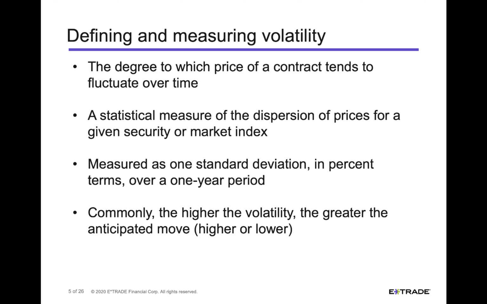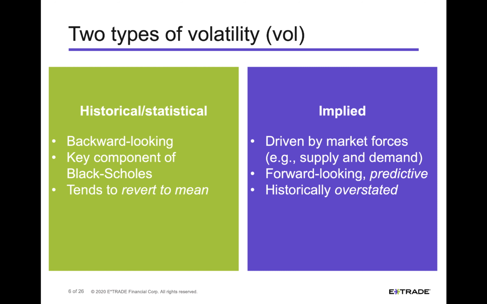Fourth bullet point, commonly the higher the volatility, the greater the anticipated move. Volatility is not always a measure of risk, but because it is a measurement of the potential or the anticipated move, people look at that as both the risk, but you can also look at that as the possible reward as well. Volatility is not a directional measurement. It's just trying to quantify the expected move, and you'll see as we get into some of the numbers here on that as well.